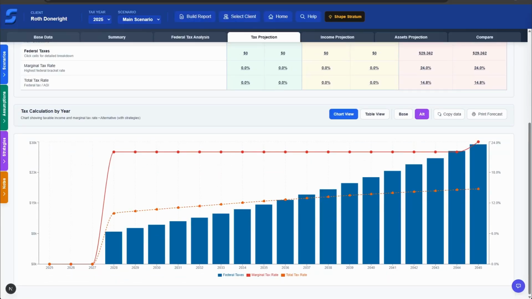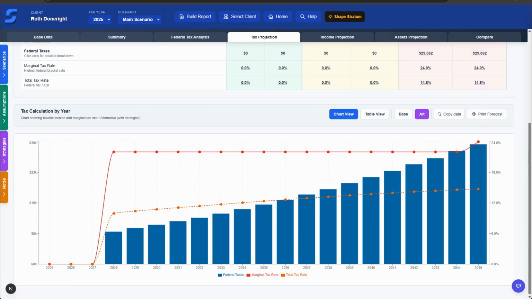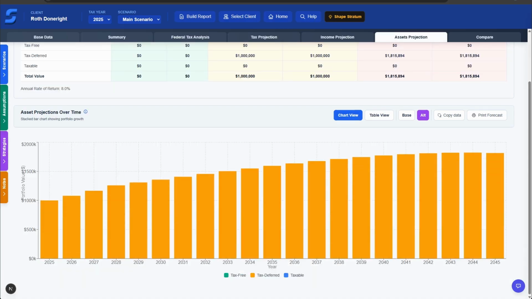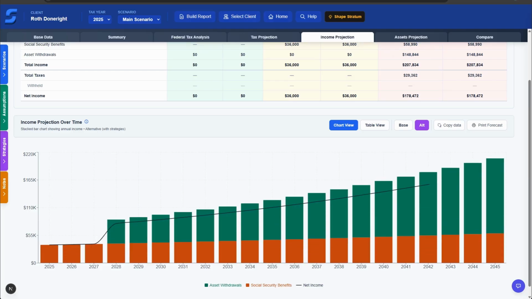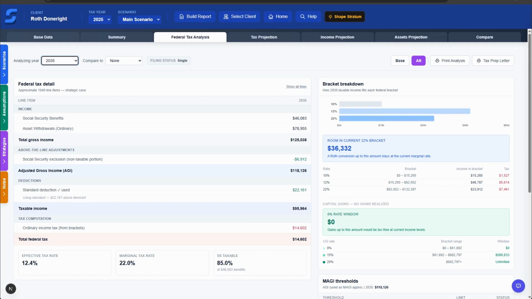You see, the tax picture in future years is a hard question to answer. We don't know exactly what our account balances will be in the future. We don't know exactly what our income level will be, and we don't know exactly what the tax environment will look like in the future. But that doesn't mean we can't plan for it.